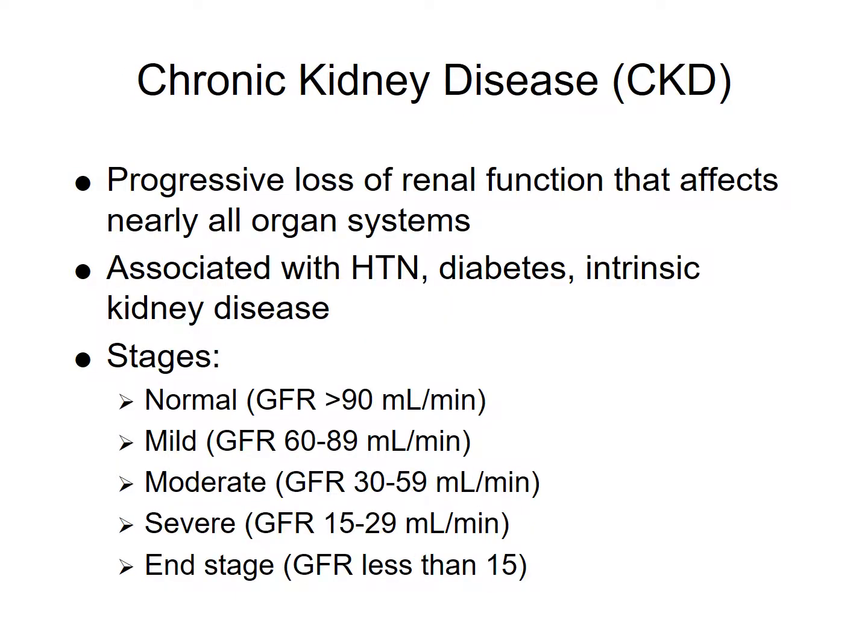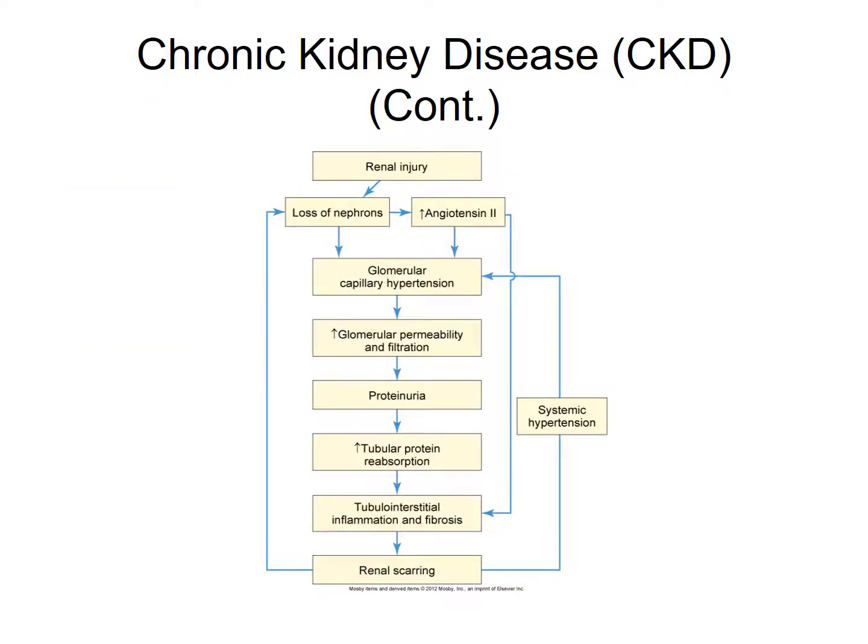Chronic kidney disease is progressive loss of renal function that affects nearly all organ systems. We see this in patients with hypertension, diabetes, and intrinsic kidney disease. And these are the different stages of it, and it is staged by the glomerular filtration rate. And this algorithm illustrates chronic kidney disease.